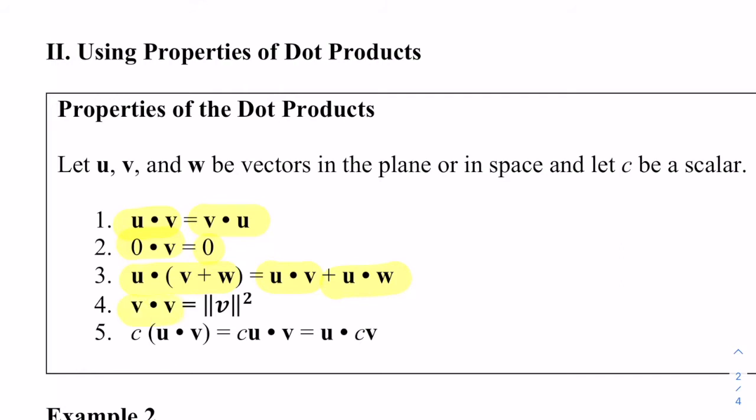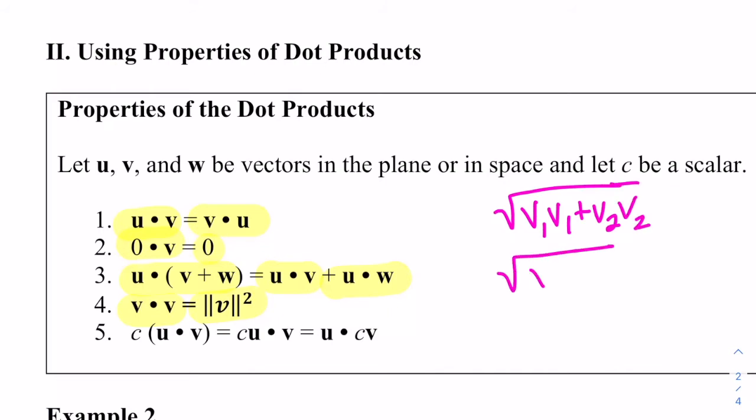Now, if we're going to take the dot product of the same vector, well, that's just going to be the magnitude squared, because if we look at this dot product, it would just be the horizontal component squared plus the vertical component squared. And so that really is the dot product. So we know that the magnitude would just be the square root, so the dot product would be the magnitude squared.